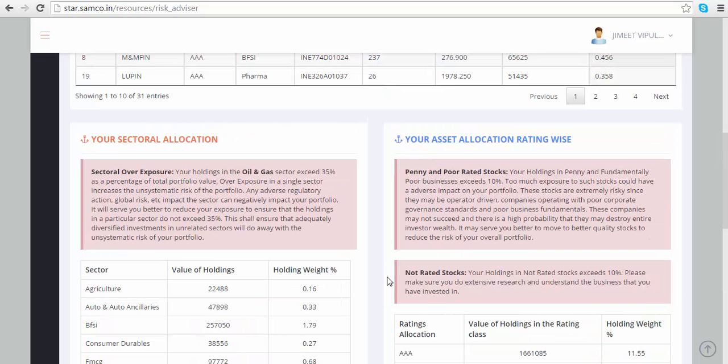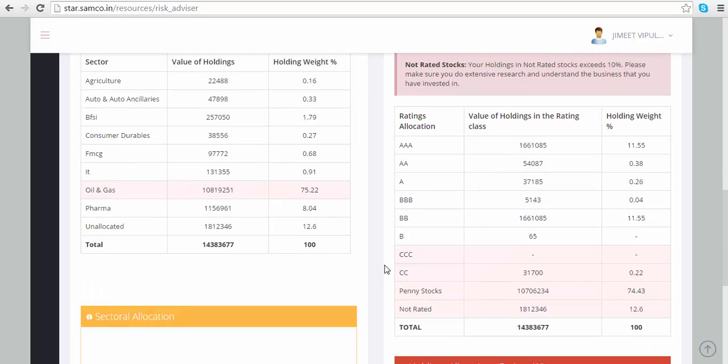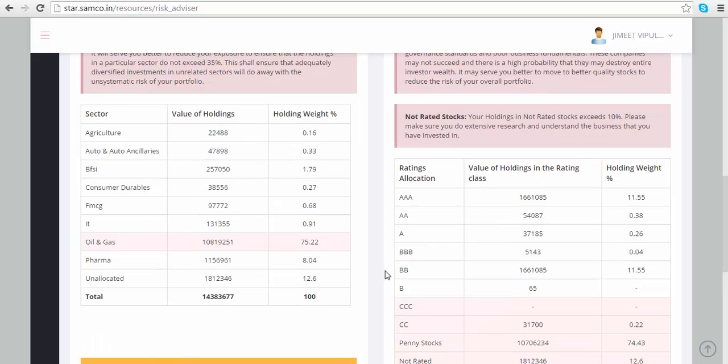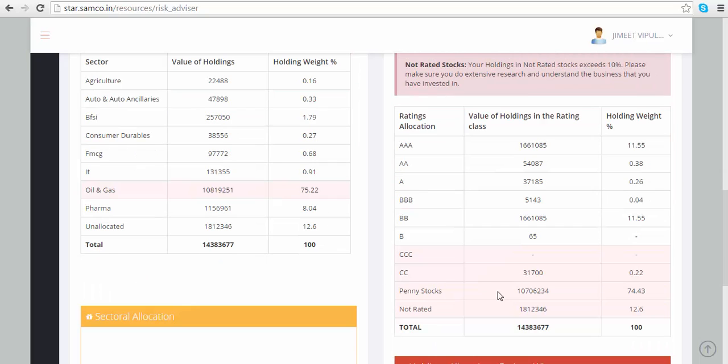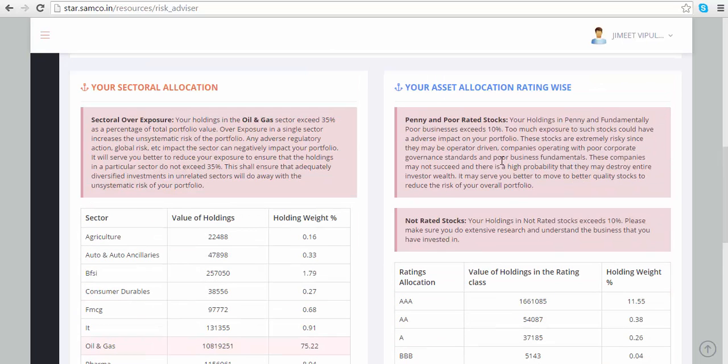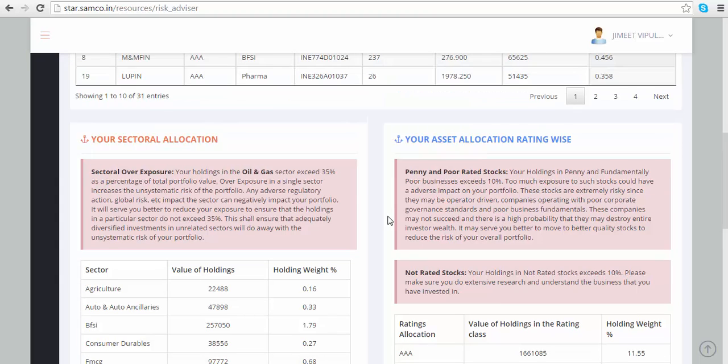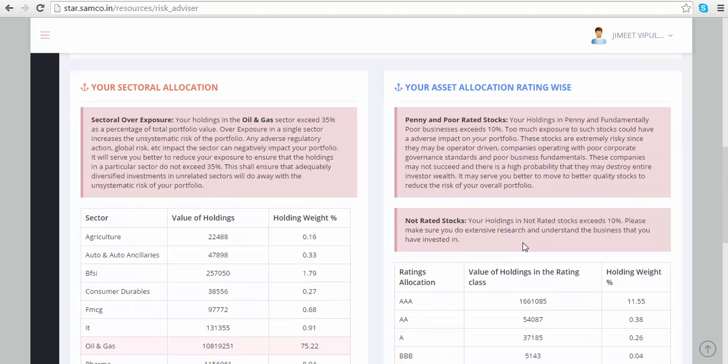Hence, in order to save yourself and the portfolio from wealth destruction due to penny and poor rated stocks, the Samco Risk Advisor raises a red flag for penny and poor rated stocks in case they exceed more than 10% of your portfolio. Stocks with a penny or poor rating, as per the Samco stock ratings, are businesses with poor corporate governance, poor business fundamentals, and extremely risky.